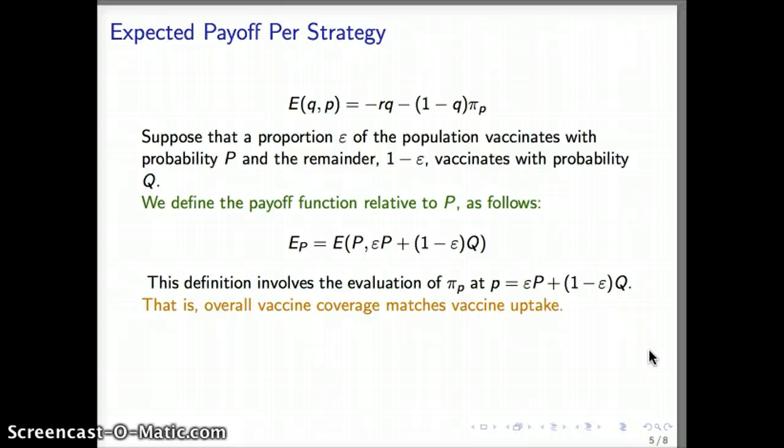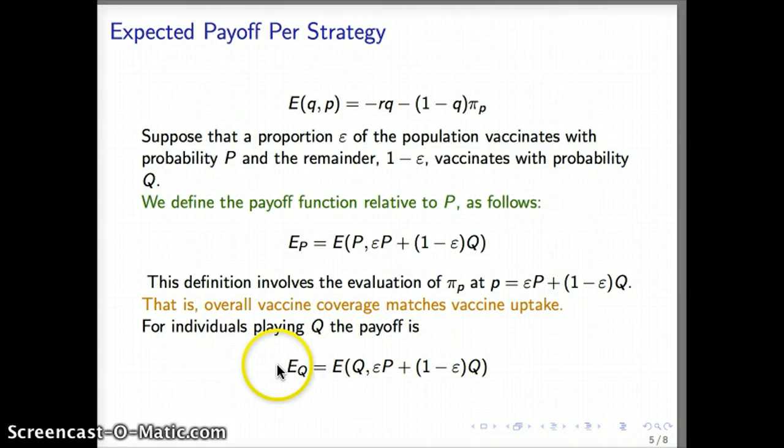In other words, we would say that vaccine coverage matches vaccine uptake. This is now putting mathematical expressions on something that we had mentioned in words before, right? Uptake and coverage are one and the same. Now, the expected payoff for individuals playing the strategy Q is this function evaluated at Q, and also evaluated at that weighted sum that we had just discussed.